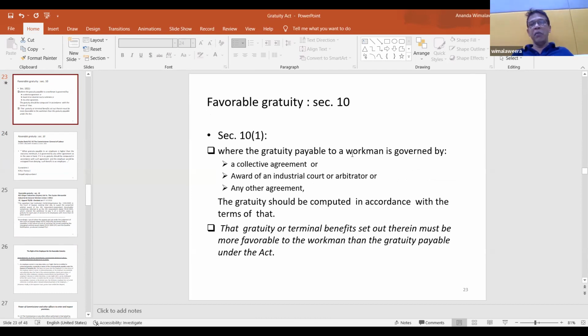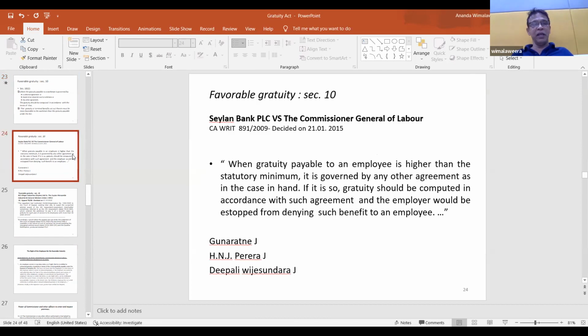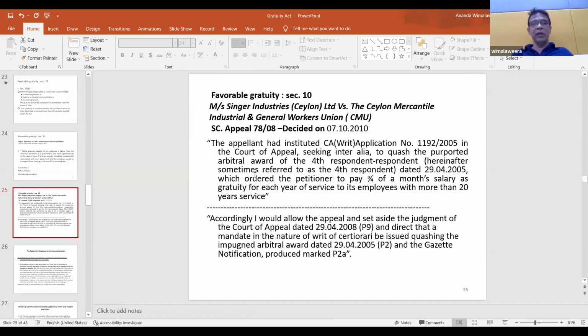Where the gratuity payable to a workman is governed by a collective agreement, award of an industrial court or arbitrator, or any other agreement. This is where it comes from: any other agreement. Right?